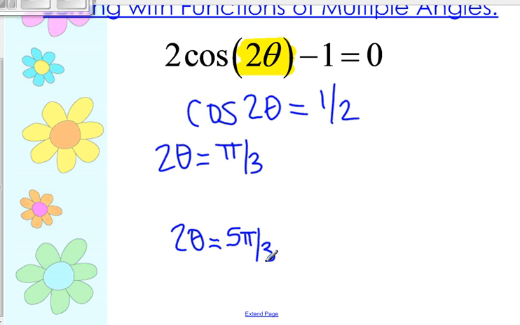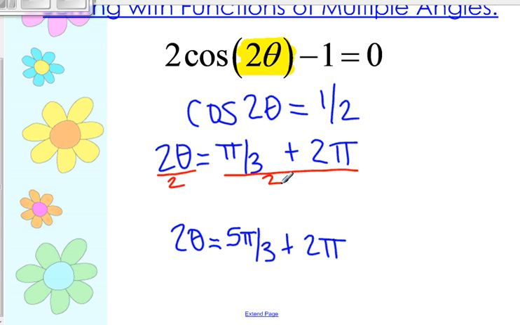Now when we're trying to figure out how many times it's going around the unit circle, we're going to normally add our 2 pi. These are restricted to finding the values between 0 and 2 pi, as you see up in the directions there. Now we have a 2 theta, so to get theta by itself, we've got to divide everything by 2.